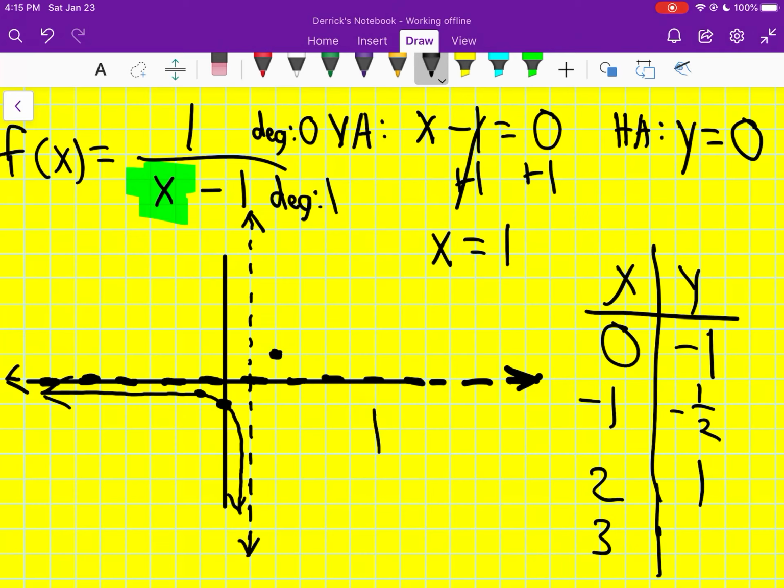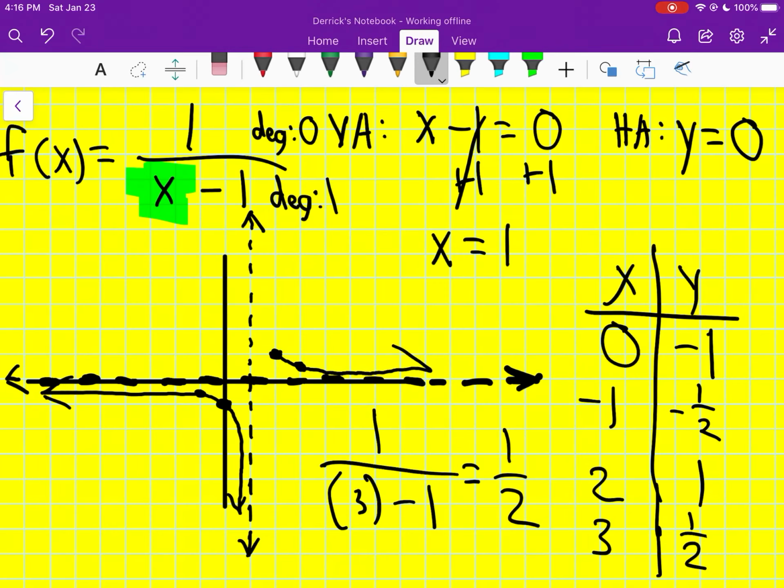If we plug in 3, we'd have 1 over 3 minus 1. 3 minus 1 is 2, so we have 1/2. You can see the pattern, the symmetry that we have here because of the points that I've picked. But again, you can pick whatever points you want, so it doesn't really matter. But what we end up seeing after you plug in enough points is it mostly curves off to the right as it tries to head downwards. Or I really should say it curves slightly down as it heads off to the right.